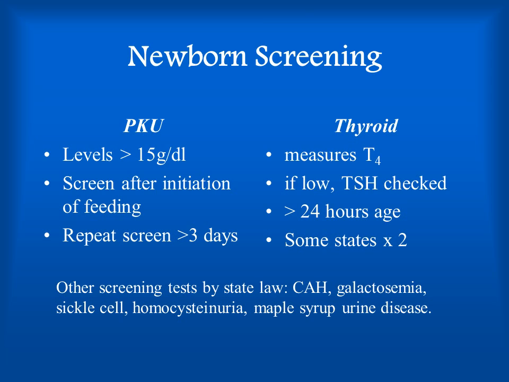PKU levels, usually greater than 15 grams per dL, and they usually screen for this after the initial feeding. Repeat screen is done usually at 3 days. There's a huge variation in which type of metabolic screening tests are done, and this varies by state. I encourage you to check with your state to see what that policy is. Usually you can go to the Department of Health online and see what types of testing is done. Some states are checking for galactosemia, sickle cell, maple syrup urine disease, just to name a few, cystic fibrosis.